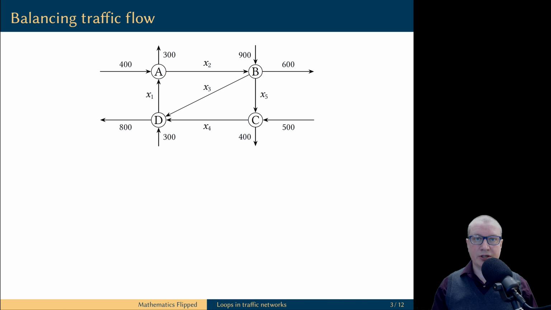We have 4 intersections which correspond to nodes A, B, C, and D, and many one-way streets. The arrows on the branches in the network show the direction of the traffic flow. The numbers next to the branches show the rate of the traffic flow on the corresponding street. We are given the amount of external traffic, the traffic that enters the network, as well as the traffic that leaves the network, and our goal is to balance the traffic inside the network. The unknown quantities of the traffic flows inside the network are denoted by the variables x1, x2 through x5.